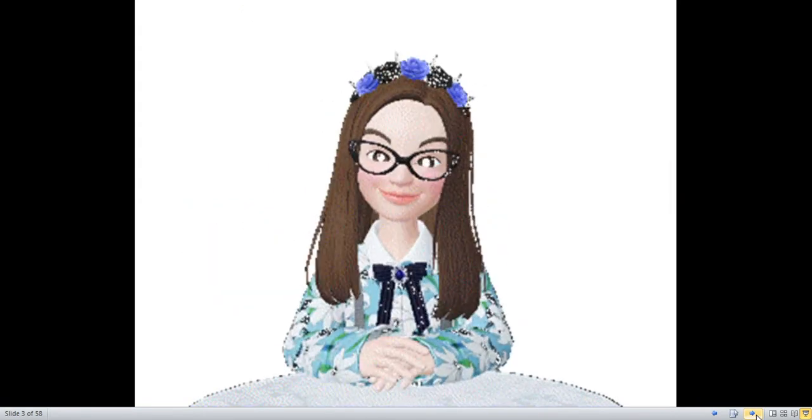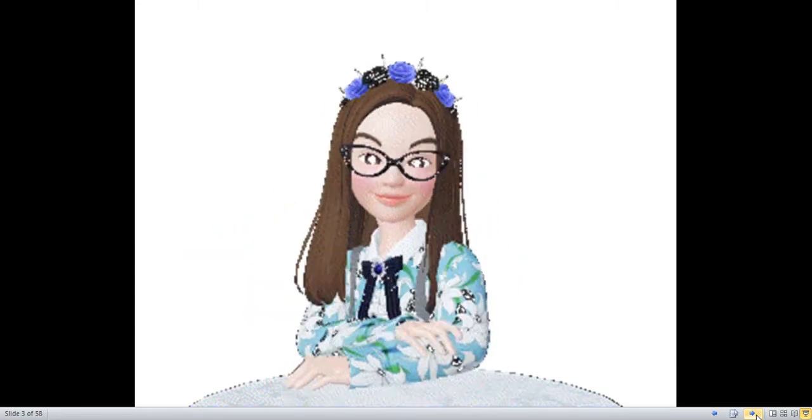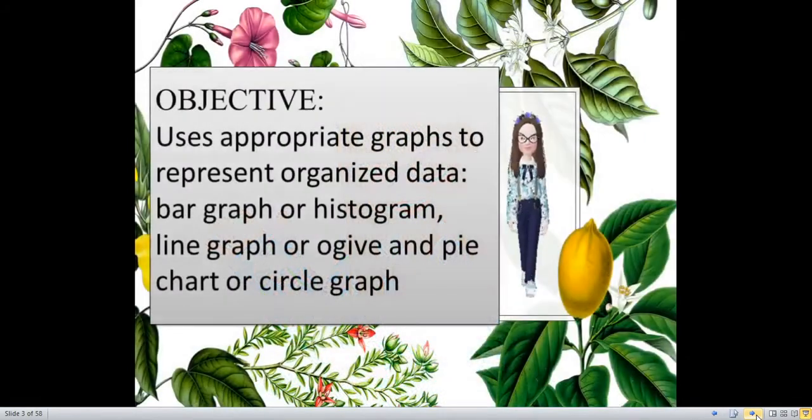Once again, I'm your grade 7 mathematics teacher, Maria Eliza Nunez. Our objective for this week is to use appropriate graphs to represent organized data. We have bar graph or histogram, line graph or ogive, and pie chart or circle graph.